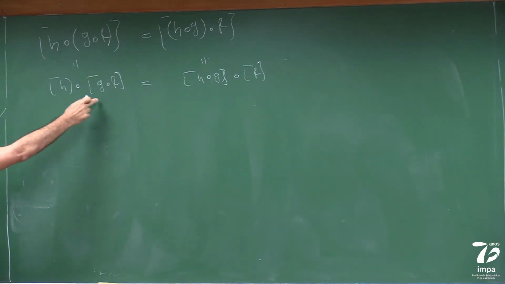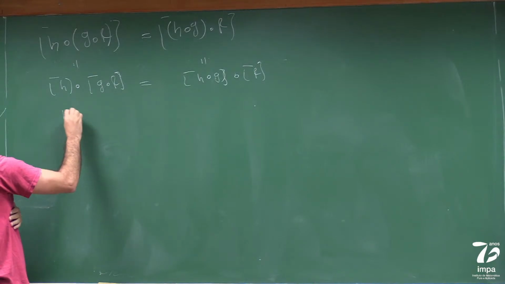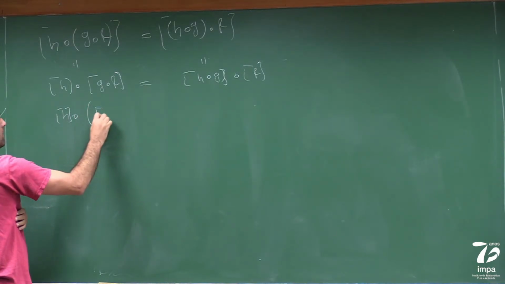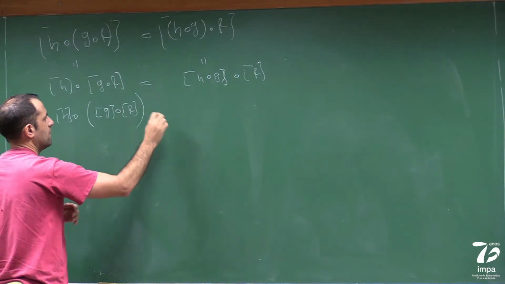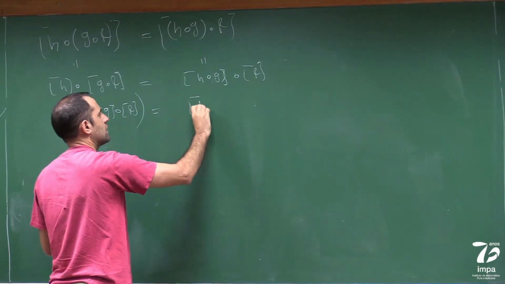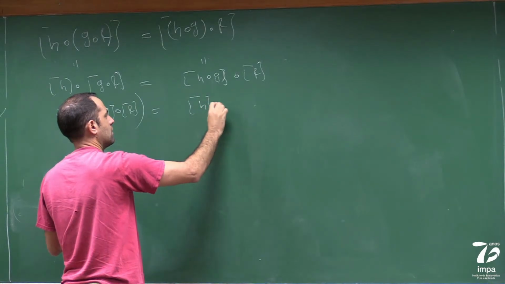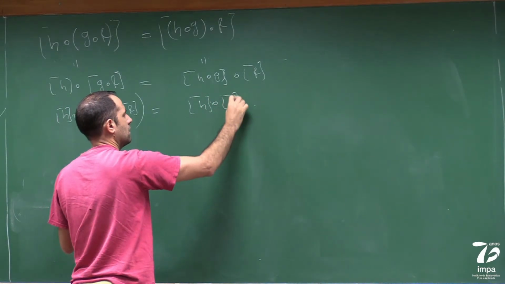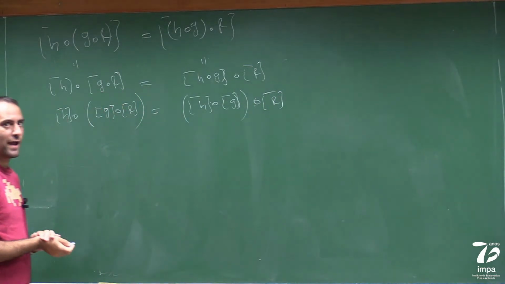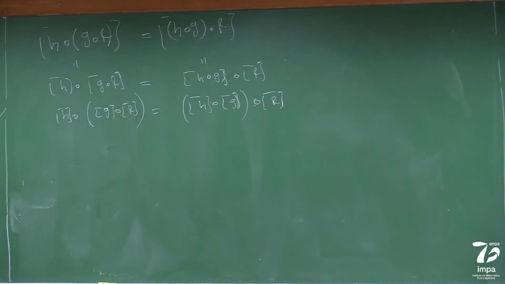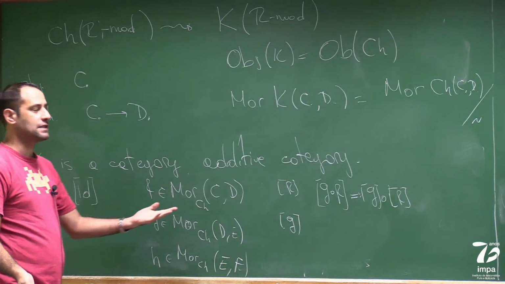And now again, by definition, this guy is the class of G composed with F with the class of F. And this is, by definition, the class of H composed with the class of G. And this guy is now being composed with F. So that's associativity on K. So associativity works on the nose. The fact that the identity behaves as an identity is absolutely trivial.